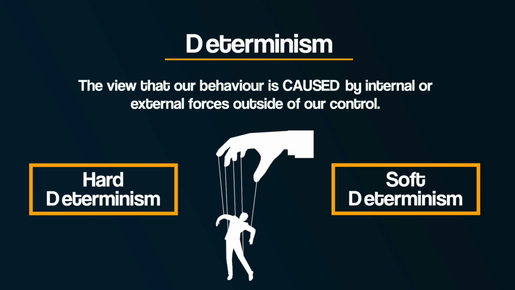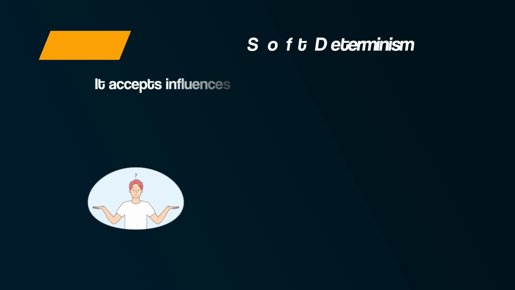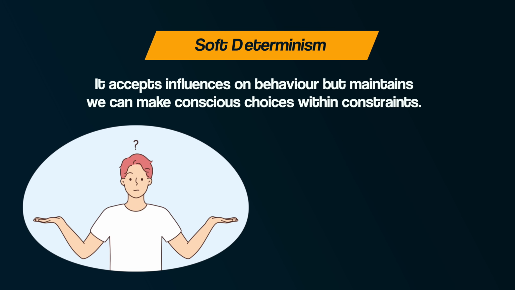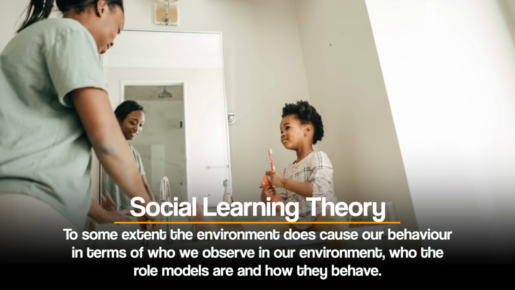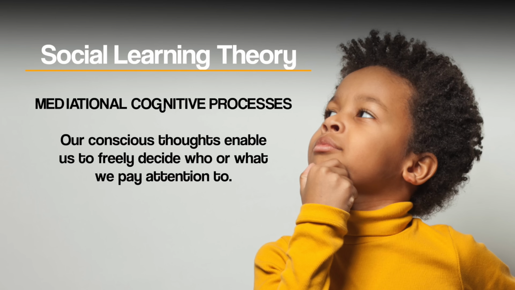In contrast to hard determinism, there is soft determinism, which accepts influences on our behavior but maintains we could make conscious choices within constraints. In other words, soft determinism is the view that behaviors are to some extent caused by internal or external forces, but not by coercion, rather by our own conscious choices. For example, social learning theory acknowledges external causes of behavior, such as observational learning, but also highlights the role of mediating cognitive processes, our own conscious thoughts. Just because we observe someone doesn't mean we will imitate them.